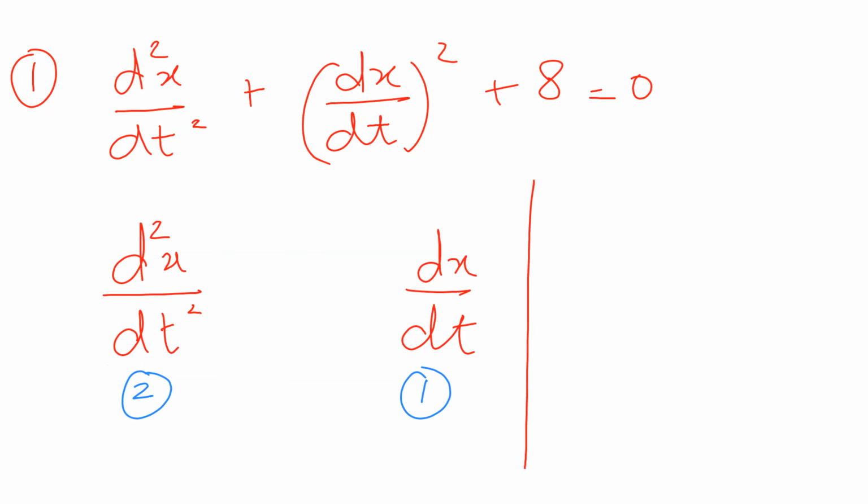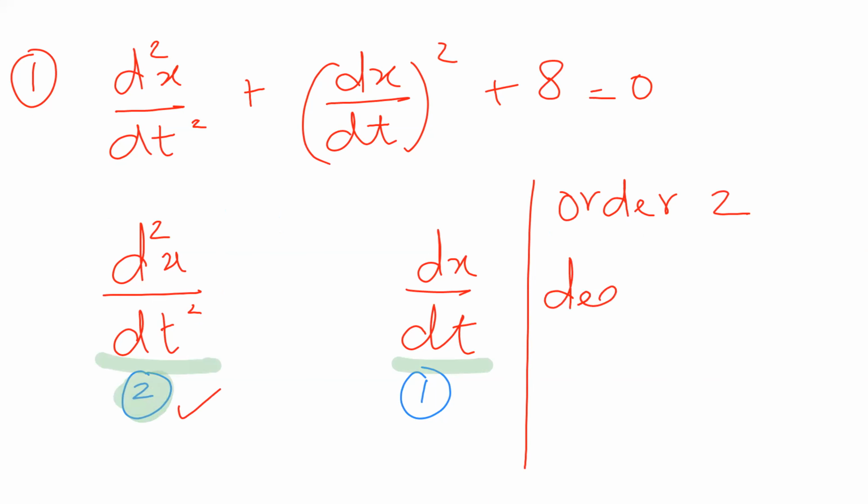So 1 and 2 represent the order. Order is nothing but the maximum order of the differential in the equation. So the maximum order is 2, so the order of the differential equation is 2. We have two differentials, dx by dt and d square x upon dt square, but the maximum order is 2. Hence the order of the differential equation becomes 2.